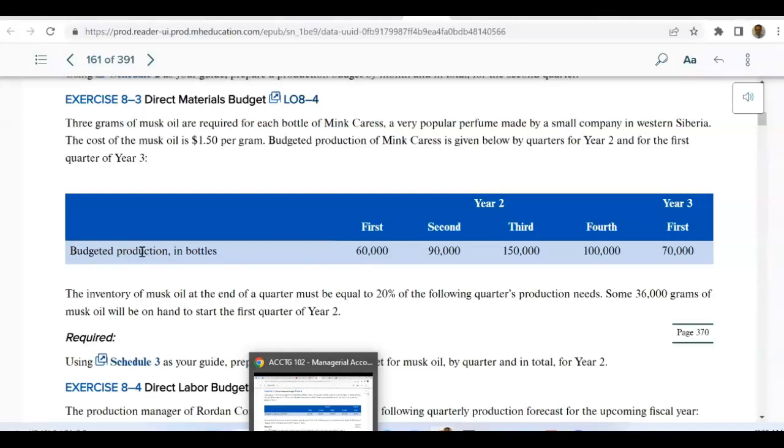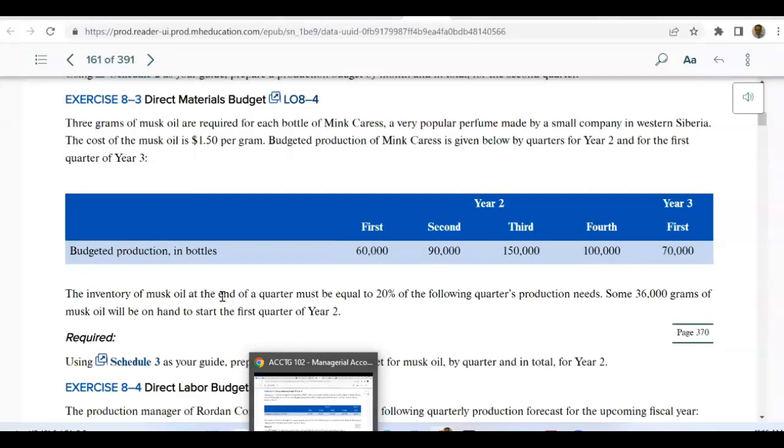Remember, the production budget comes after sales budget, right? If you don't know your sales, then you don't know how much to produce. But if you know your sales, you know how much to produce. And if you know how much to produce, then you can easily make how much direct material budget you need. So the production is already given to us, which is good. We have it, production in bottles.